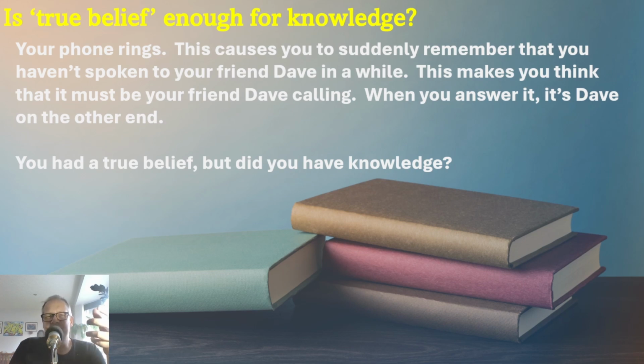Your phone rings, and this causes you to suddenly remember that you haven't spoken to your friend Dave in a while, or if you haven't got a friend Dave, just make up some other name. And this prompts you to think, oh, wait a minute, I haven't heard from Dave for a while. This must be him calling. And when you answer it, it's Dave on the other end. Your belief was true, but would you say that you had knowledge that it was Dave that was calling you, or were you just lucky?